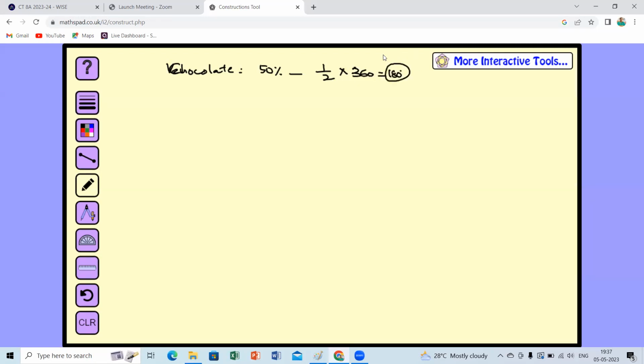Whatever sector you are making, the same applies to vanilla. Vanilla is 25%. 25% is nothing but 25 by 100, which is the same as 1/4. 1/4 into 360 is 90 degrees. If you simplify, 4 nines are 36, so 90. Other flavors are also 25%, the same as 1/4, converted into angle, so 90 degrees. So this is the first part.